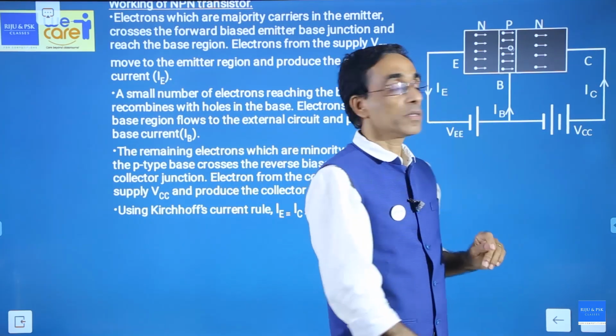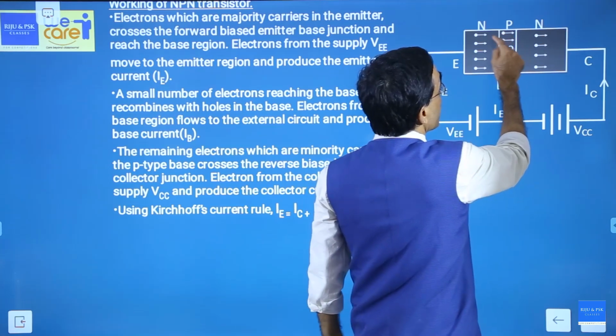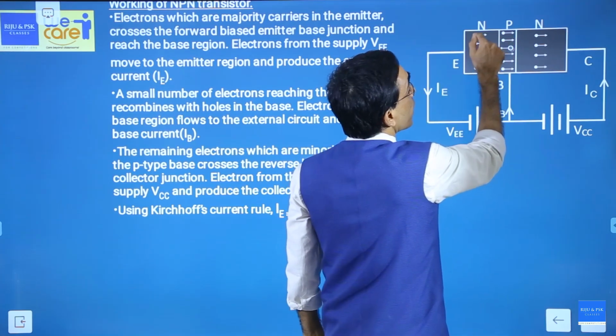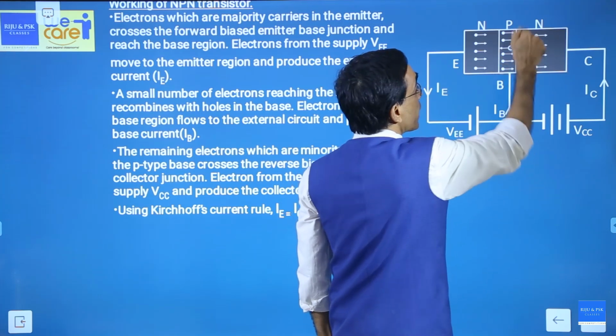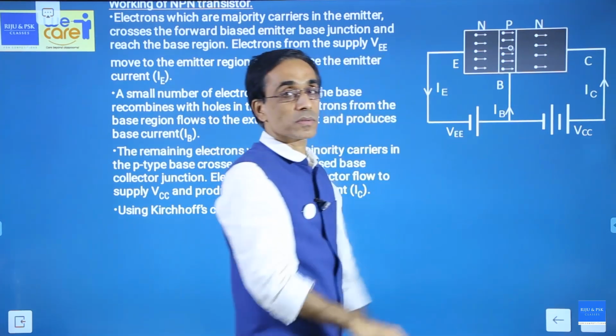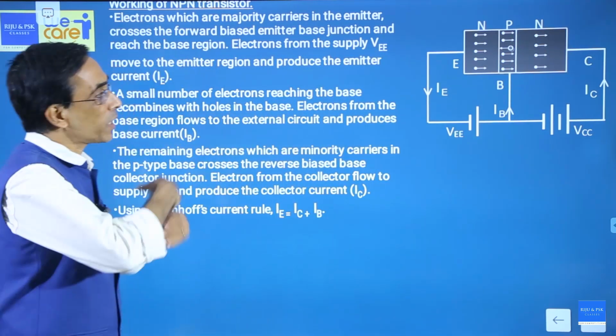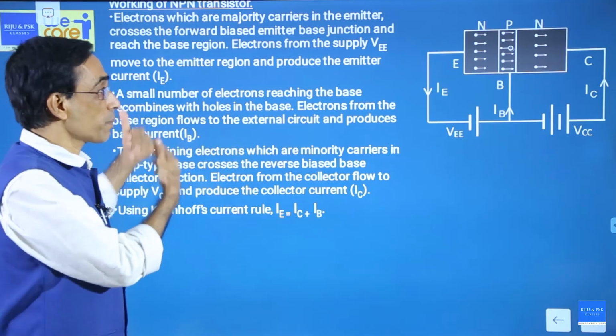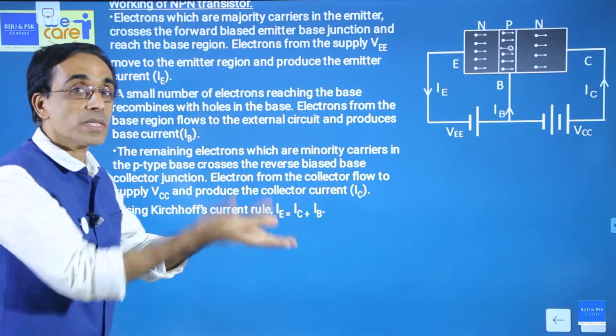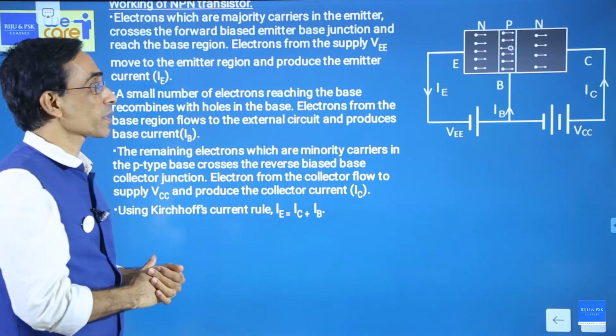minority carriers can cross. So electrons are happy here because they are majority, they can cross the junction. They are happy here because the next junction is reverse biased, so they can cross. The same electron can cross this junction because they are majority, and the next junction because they are minority. Okay.